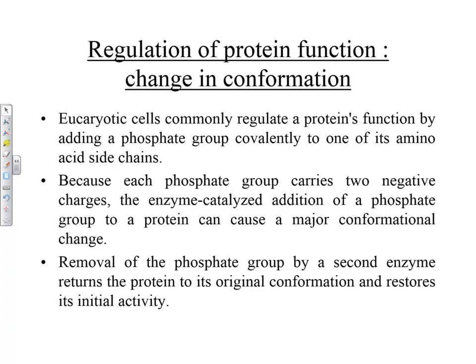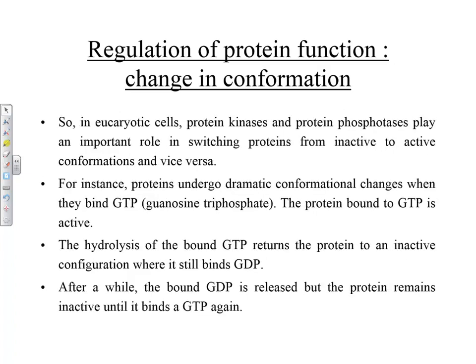So to restore the original function, you can remove the phosphate group by a second enzyme. The addition of a phosphate is carried out by a kinase. The removal of a phosphate is carried out by a phosphatase. So removal of the phosphate group by a second enzyme, which is usually called a phosphatase, returns the protein to its original conformation and restores its initial activity. So it's like a switch that can turn on and off. Add a phosphate, maybe it turned on, you take off the phosphate, it turned off, and vice versa. And in fact, there are lots of examples of those kind of proteins.